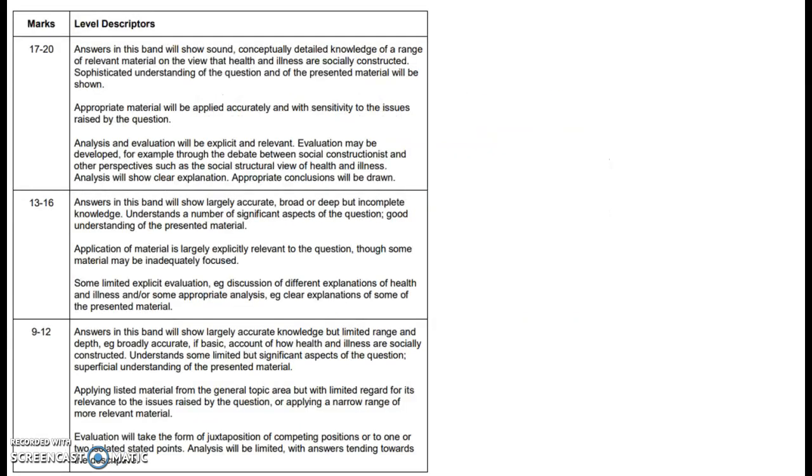Now, in order to get into the top band here, it's quite general, the mark scheme, because the examiners expect that in a 20-mark question they're going to have a broad response to this question, but there needs to be detailed knowledge. The concepts need to be well explained. Key terms need to be applied well. We need to actually understand what a social construction is, and by doing that you probably need to provide a definition. We need to see that the question is actually answered. So when it says appropriate material will be applied accurately with sensitivity to the question, you need to actually answer the question. An evaluation needs to be detailed and explicit, and again linked directly to the question.